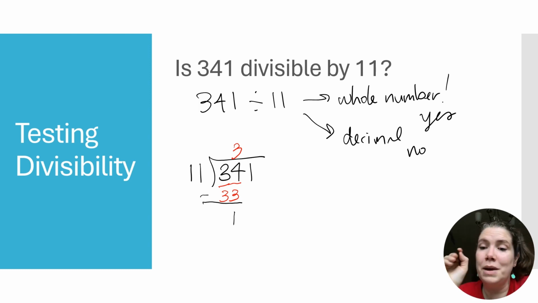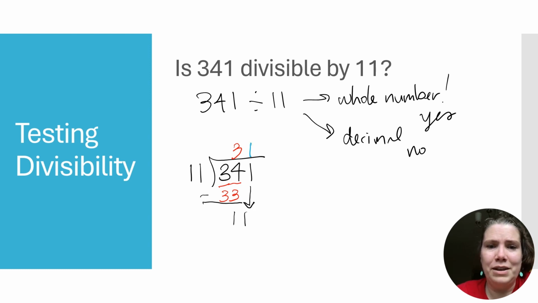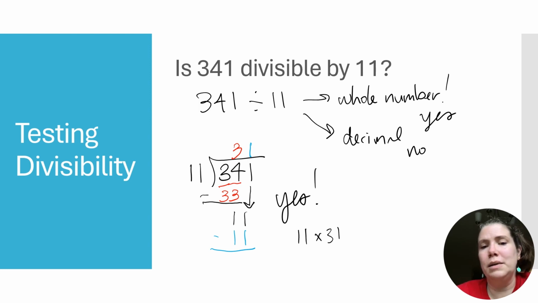And now I'm going to go to my next place value over. It's a 1. I'm going to bring it down. And instead of this being a 1, it's going to turn into a lovely little 11. And now I'm so lucky. I know exactly how many times 11 goes into 11: one time, because 11 times 1 is 11. And then I have no leftovers. So this, in fact, was divisible by 11 because 31 times 11 made 341.